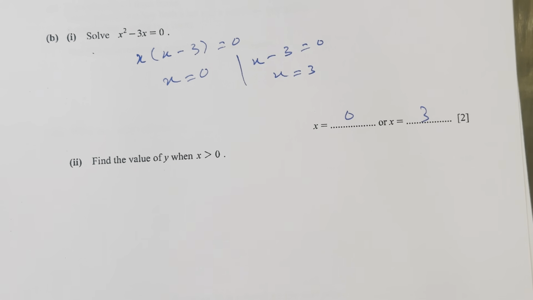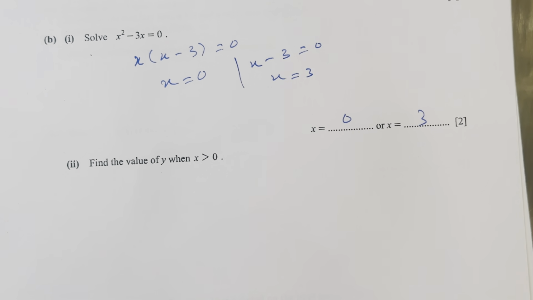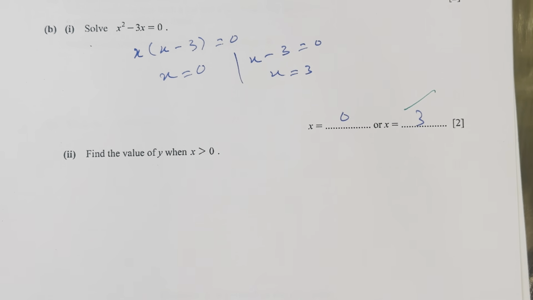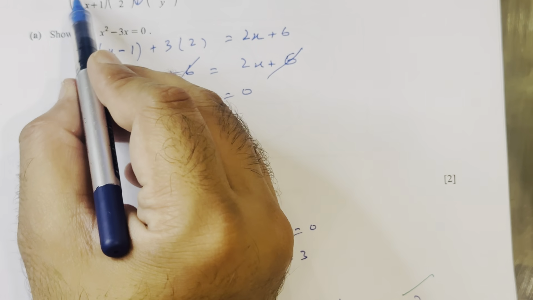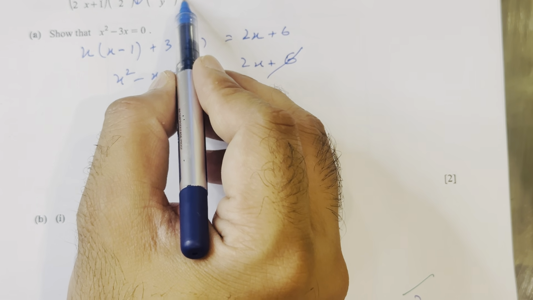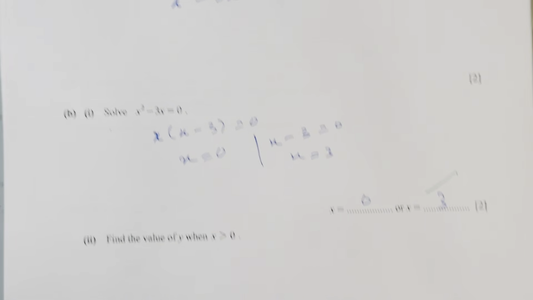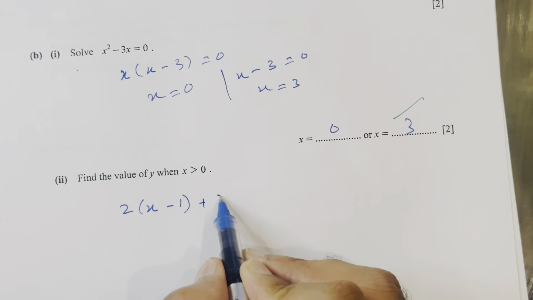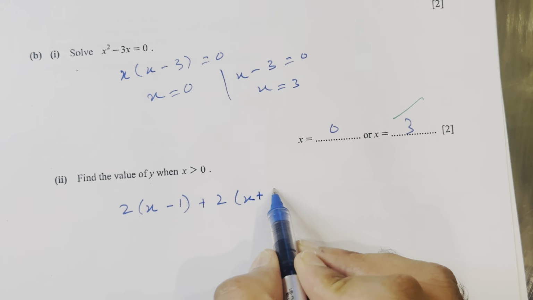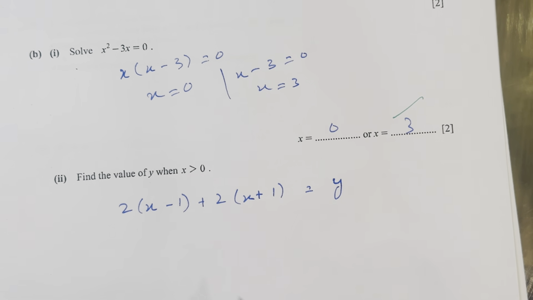Find the value of y when x is greater than 0. So x is greater than 0, so we're going to apply this. This is greater than 0. So we're going to make the equation from here. We're going to multiply this by this. So it would be 2 into x minus 1 plus 2 into x plus 1 equal to y.